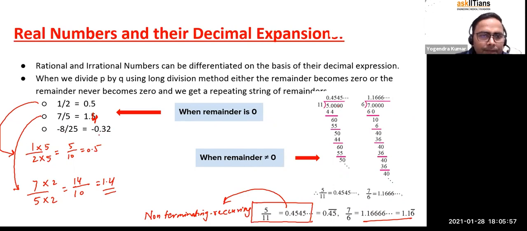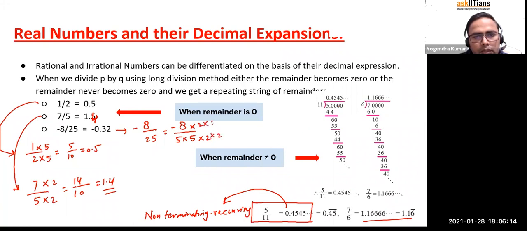And for a negative number like this, what will we do? Minus 8 divided by 25. So what will it be? Minus 8, and 25 is 5 into 5. So we need to multiply by 2 and 2 up and down. What do we get here? 32. Minus 32 divided by 100. So what is it? Minus 0.32. Right, so this is how we are going to do these numbers. That's the main idea.